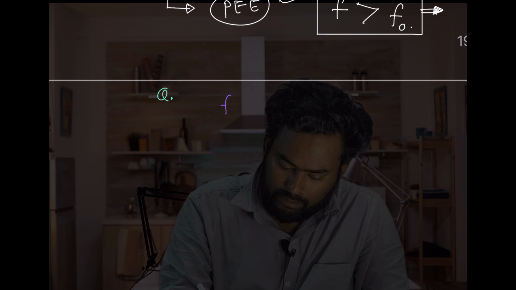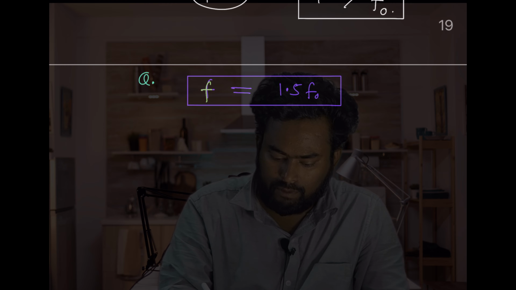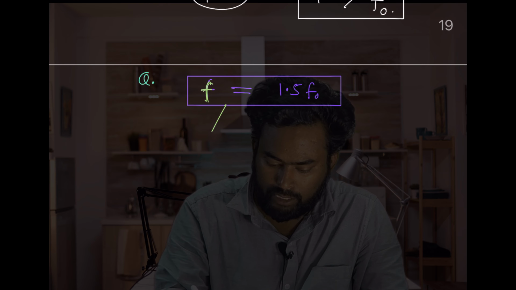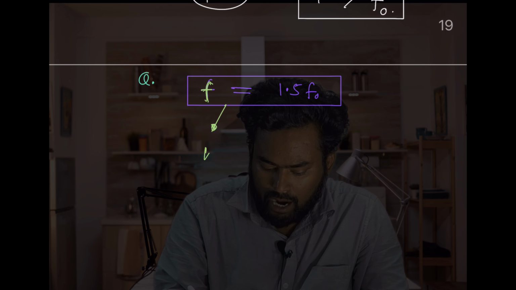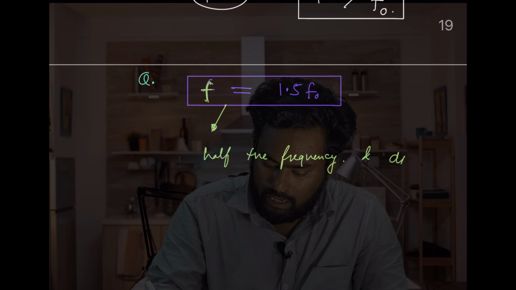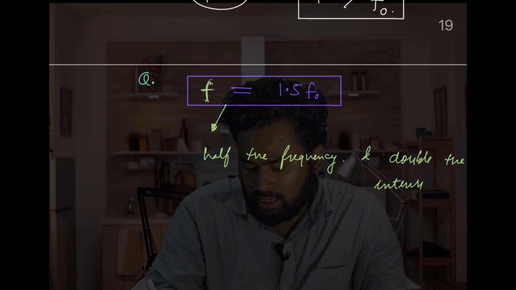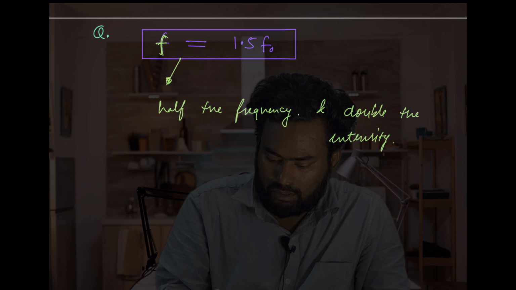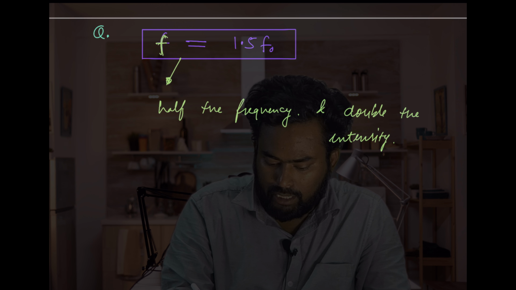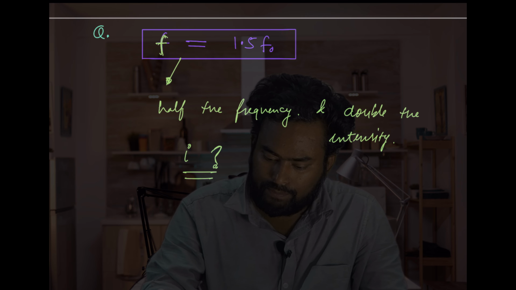So the question is saying that the frequency equals 1.5 f naught. We are giving a frequency of 1.5 f naught, where f naught is the threshold frequency. Now if you halve the frequency and double the intensity, what will happen to the photocurrent? What will be the effect on photocurrent?